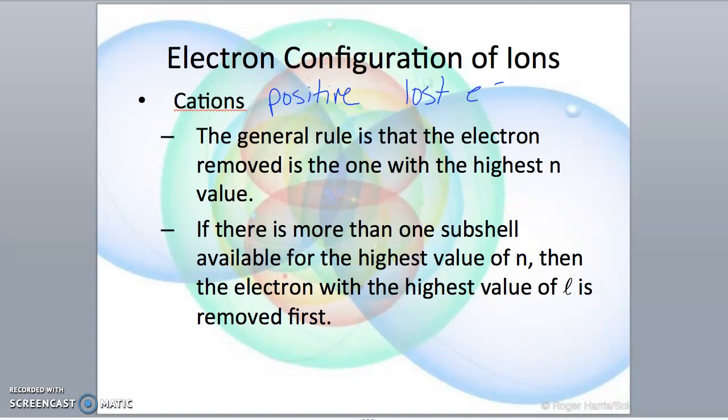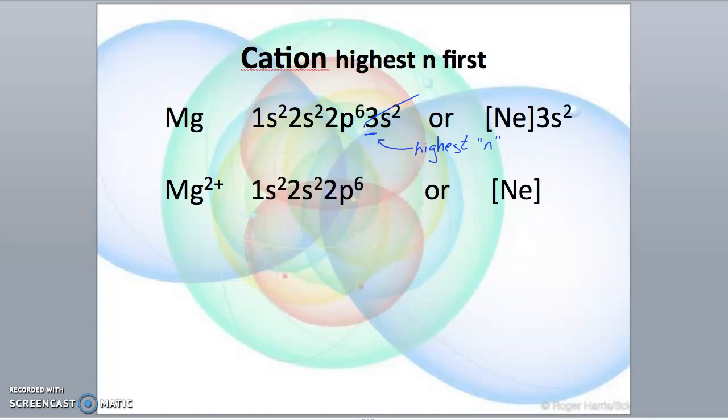Cations are positively charged ions. This happens when an atom loses electrons. There are some rules listed on this slide that may make more sense with an example. Worth mentioning is that a good approach to writing the electron configuration of a cation is to first start with the electron configuration of the neutral atom. From here, rearrange the configuration to increasing n order, then remove the necessary electrons to form the ion.